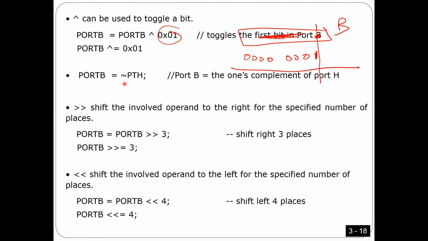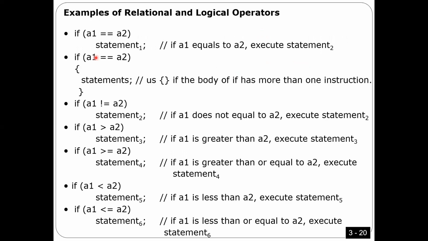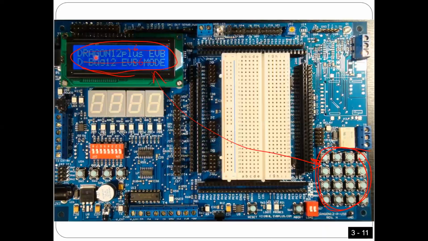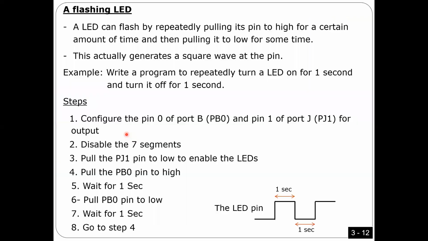This operator, as I told you, is one's complement. So let me explain what this instruction is doing. Okay, guys, this is PORTB is equal to the complement of PORTH, right? So what's going to happen here? I'm going to read PORTH, then flip all the bits, and then store the result in PORTB. So what is PORTH? For sure, I'm going to explain later what PORTH is, but this is where you connect the switches, right? So I'm going to read the switches, flip them, and then write them on PORTB to show them on the LEDs. This is what this instruction is doing.